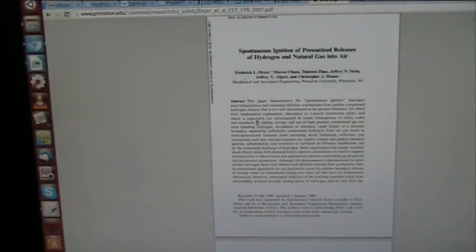Now, this is unbelievable. Well, let me just read you something here. It says, the paper demonstrates this spontaneous ignition. That means auto-ignition, inflammation, and sustained diffusive combustion from sudden compressed hydrogen releases that is not well documented in the present literature, for which little fundamental explanation, discussion, or research foundation exists.